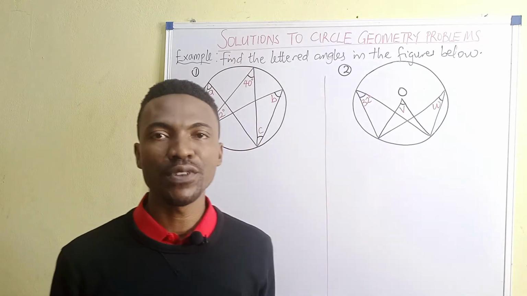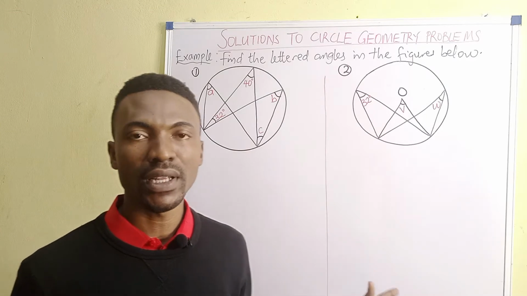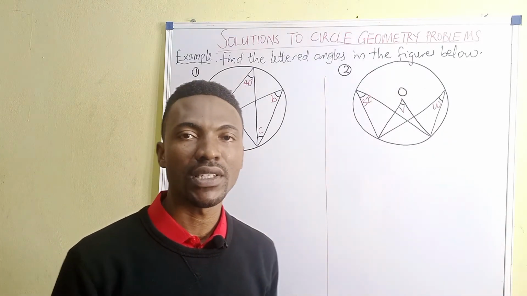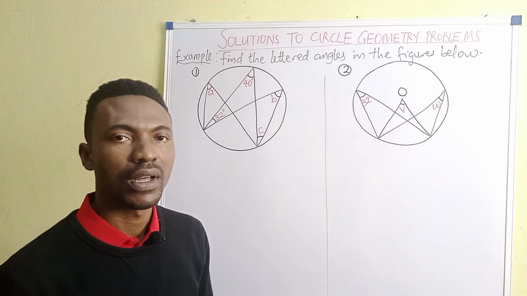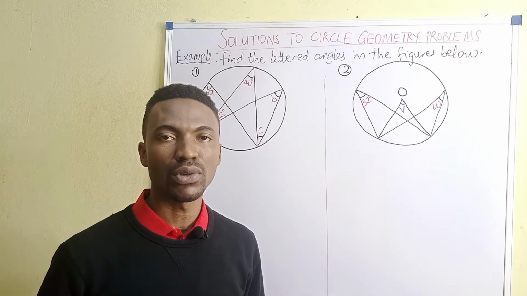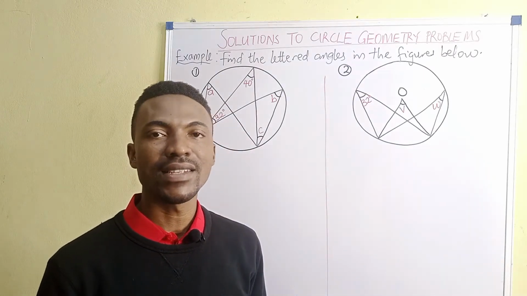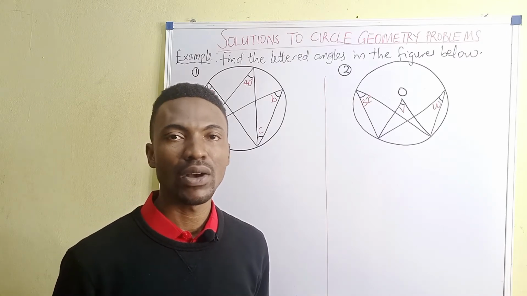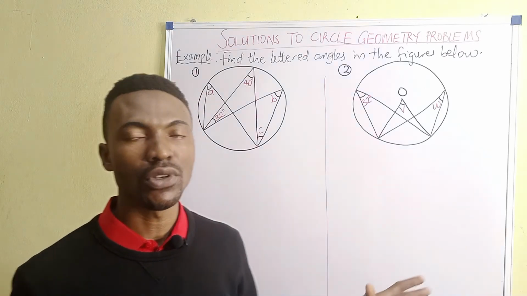Now, in our previous video, we noted two theorems in circle geometry. The first theorem was that angles in the same segment of a circle are equal, and the second theorem we looked at was that the angle subtended by an arc at the center of the circle is twice the angle subtended by that arc on the circumference of the circle. So we used two shapes to illustrate those theorems.